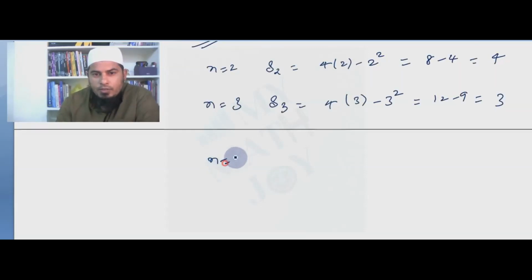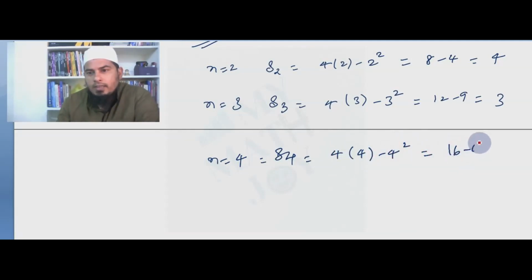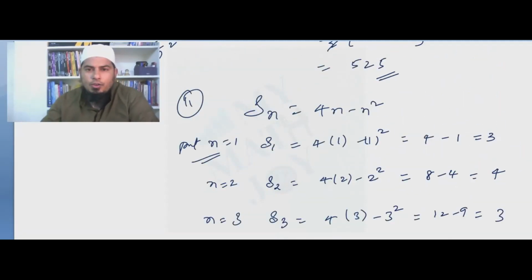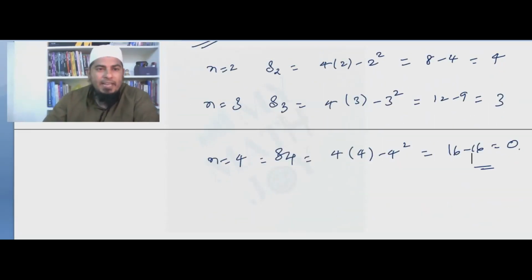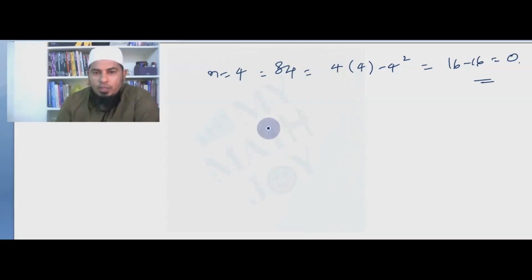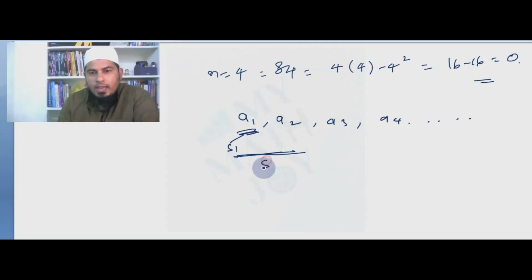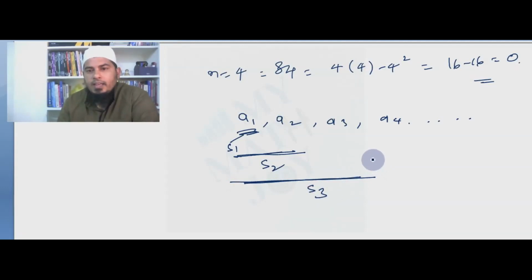Okay, let us go for S4. S4 is telling me 4 times 4 minus 4 square, you get 16 minus 16, you get a 0 here. Okay, so we got S1, S2, S3, S4. Please note that S1, S2, S3, S4 are not A1, A2, A3, A4. They are different. I'll tell you what happens here. If I write A1, A2, A3, A4, and so on, this is just S1. This is S2, sum of these 2 terms. Up to this is S3. In this way, if I add all these 4 terms, I'll get S4.